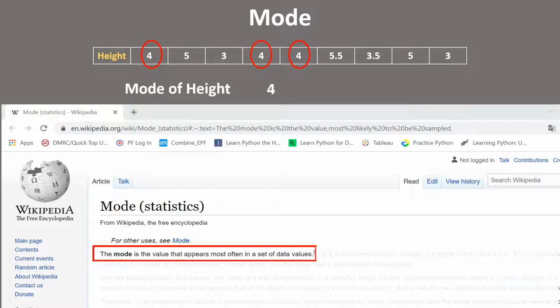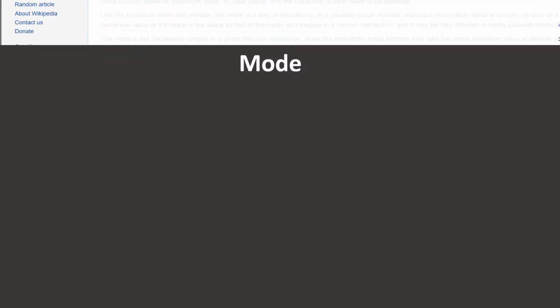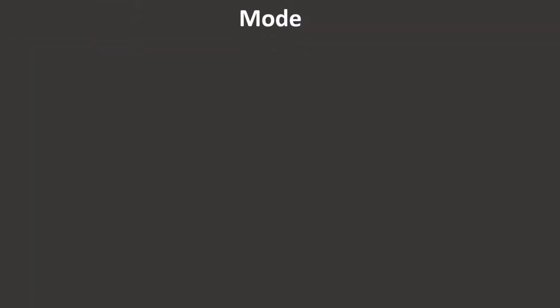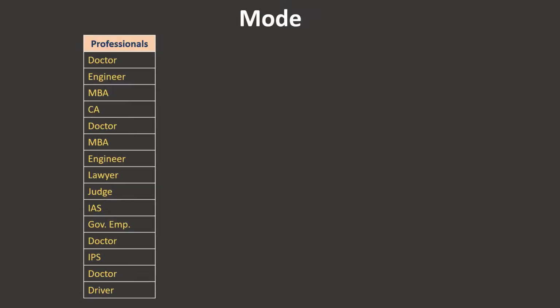Let's have a look at another example. The one which we just saw was a numeric value. Now here let's consider you are doing some sort of survey for a colony and you are preparing a list of all the professionals living in your colony. So here is the list.